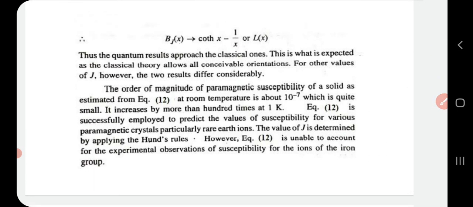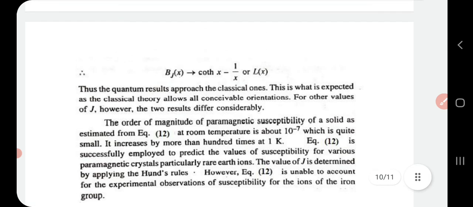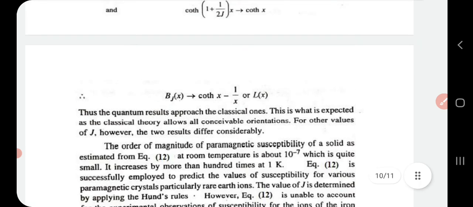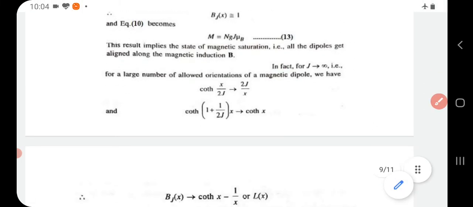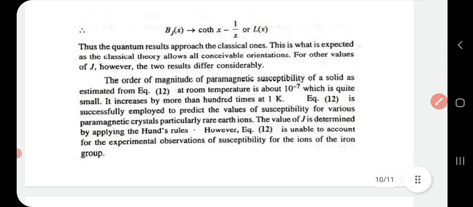Now the order of paramagnetic susceptibility of a solid can be estimated from equation 12. You can calculate the value of paramagnetic susceptibility at room temperature, and its value is approximately about 10 raised to minus 7, which is very small. Now it can be increased by more than 100 times at 1 Kelvin. So equation 12 is successfully employed to predict the values of susceptibility for various paramagnetic crystals, particularly rare earth ions. The value of J is determined by applying Hund's rule, that we will discuss later. I will upload a note on Hund's rule.